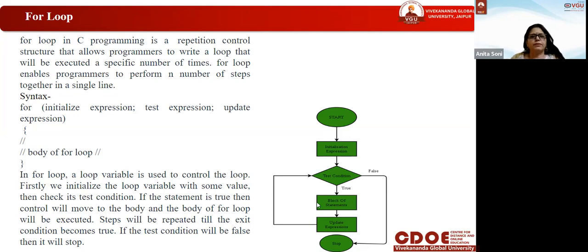So first you initialize it, then it tests the condition, enters into the body, and updates the counter. This task will be repeated until the condition becomes false. When it becomes false, it comes out of the loop.